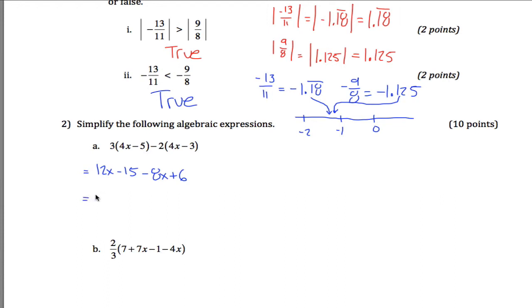And now that we've gotten rid of all the parentheses, we can combine like terms. 12x minus 8x. See, 12 of these things minus 8 of them, I'm left with 4 of them. Negative 15 plus 6 gives me negative 9. And that's as far as I can go. You can't combine the 4x and the 9 because they're not like terms. So this right here would be my final answer.